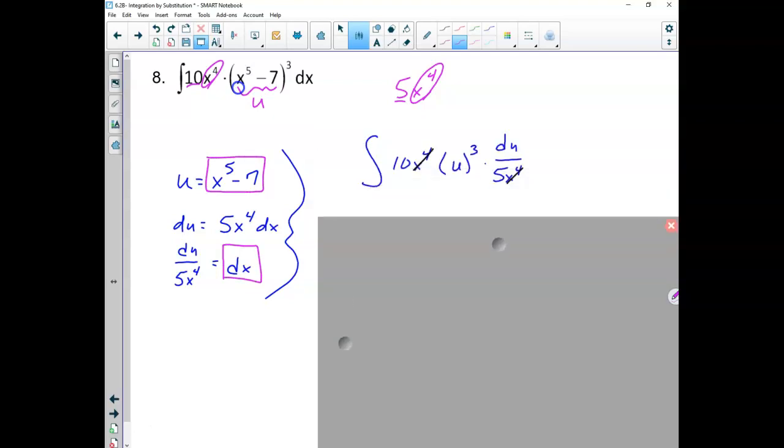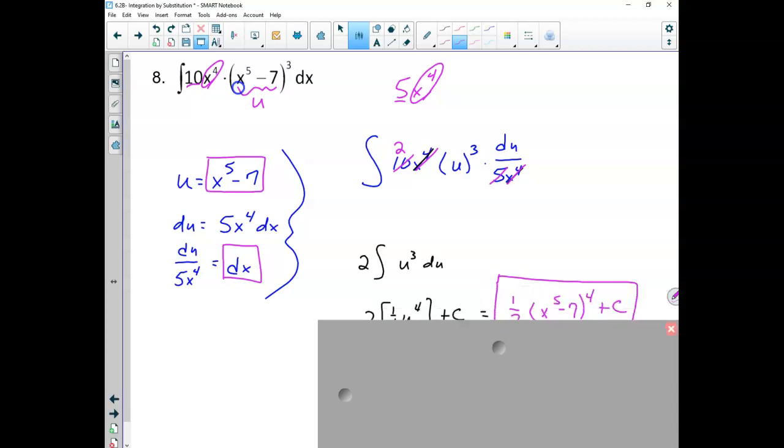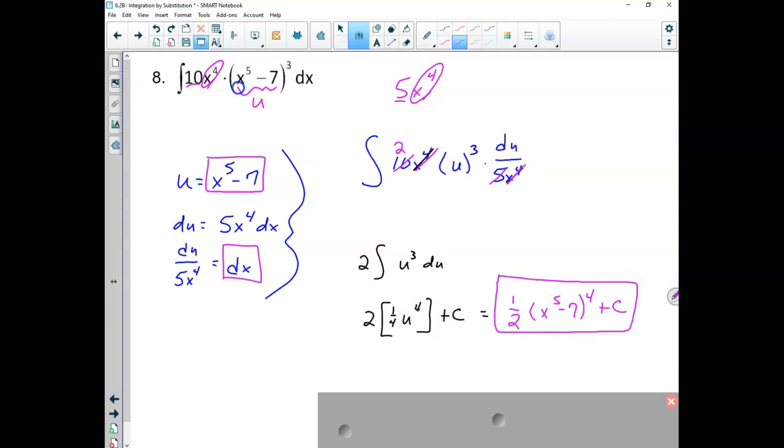And then when I plug them in, I can see that x to the 4th goes away. I can see that 5 and that 10 reduce to a 2. So I have a constant of 2 that I can pop out in front of my integral. And then I'm actually just integrating u to the 3rd du. That's the whole point of integration by substitution. It allows us to organize our work to nicely find the rogue number that's needed to find the correct antiderivative.